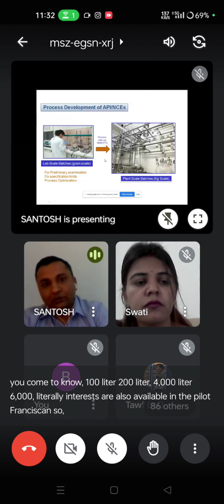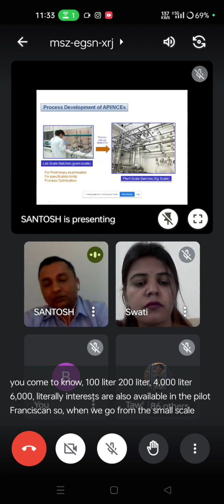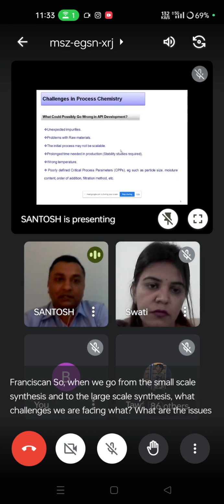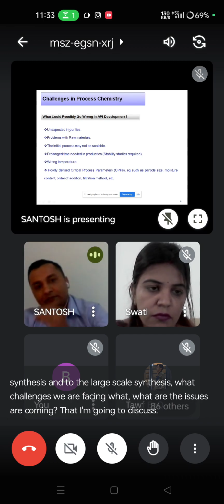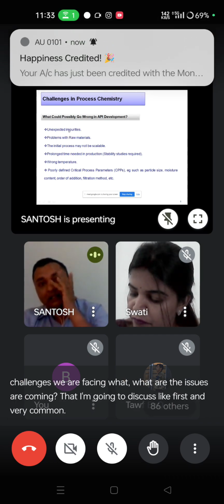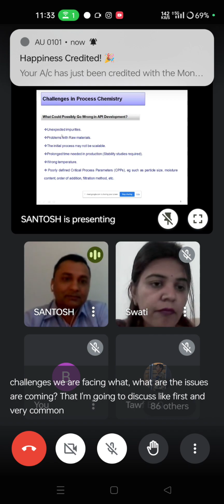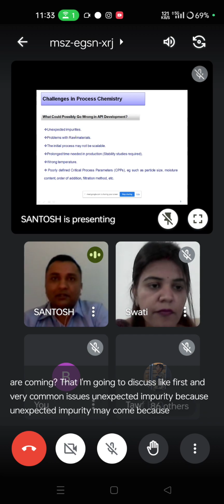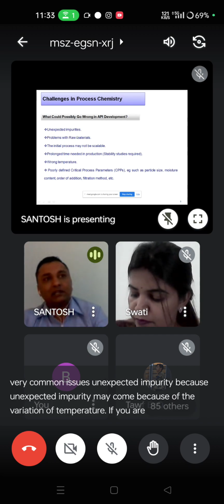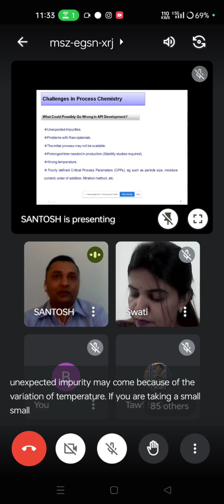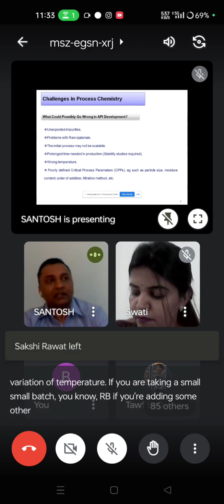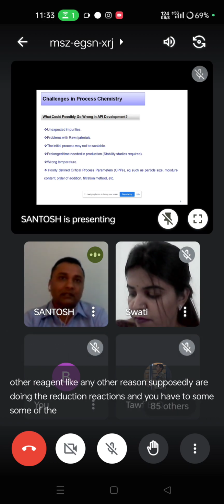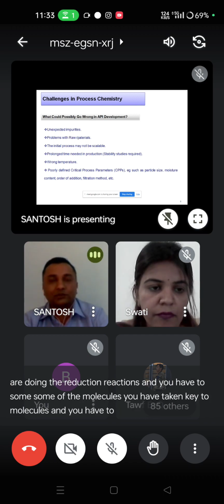So when we go from the small scale synthesis to the large scale synthesis, what challenges we are facing, what issues are coming, that I am going to discuss. Like first and very common issue is unexpected impurity, because unexpected impurity may come because of the variation of temperature. If you are taking a small batch in an RB, and adding some reagent, suppose you are doing a reduction reaction, you have taken some keto molecules and you have to reduce it. You have to add sodium borohydride.